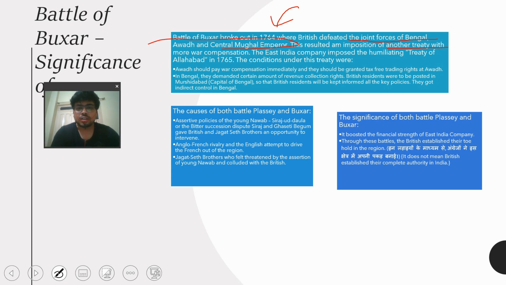Okay, so the East India Company imposed the humiliating Treaty of Allahabad in 1765, and the conditions of the treaty were that Awadh should pay war compensation immediately, and they should be granted tax-free trading rights at Awadh. Later this would be revoked, but it was that.